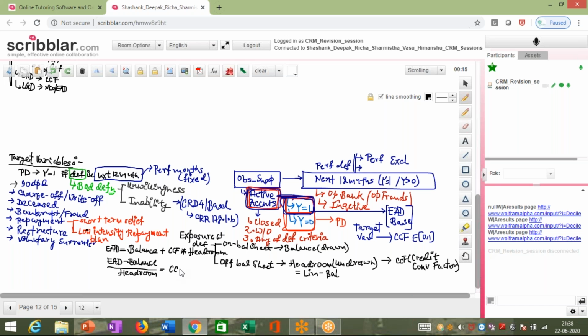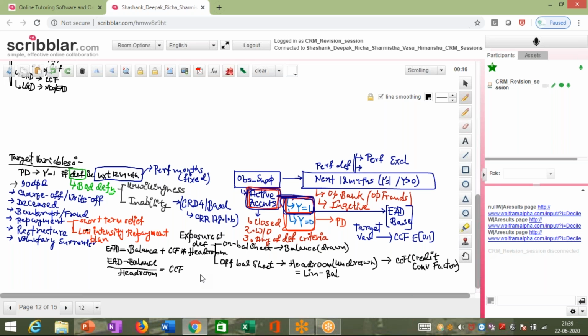So the exposure at default, the total exposure, minus the balance, divided by the headroom, is your CCF. What is EAD? The total exposure that you have. How you calculate the exposure, I will come to shortly. From there, I subtract the balance. What does this part show? It shows the total exposure minus the balance, that is, the remaining exposure due to anything apart from the used balances, divided by the available headroom. This becomes your CCF.